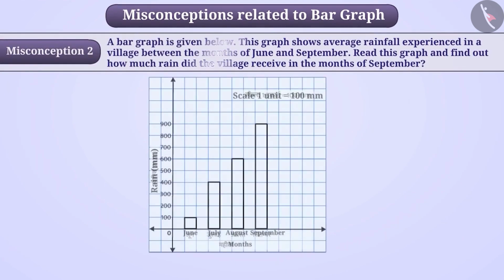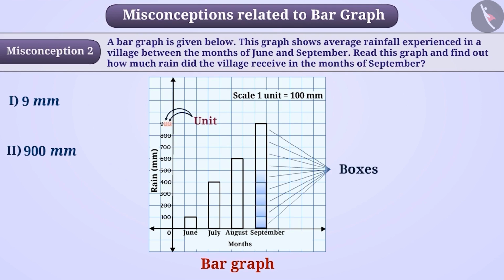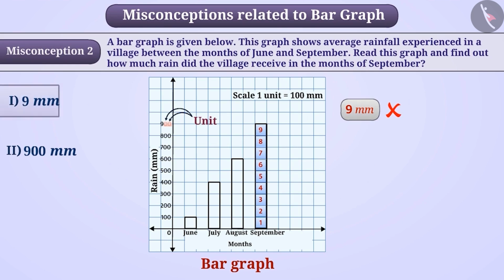Misconception 2. A bar graph is given below. This graph shows average rainfall experienced in a village between the months of June and September. Read this graph and find out how much rain the village received in the month of September. Some students ignore the unit given in the bar graph and answer by counting only the boxes. Like here, they obtain the answer 9 mm, which is a wrong answer. Hence, option 1 is the incorrect answer.